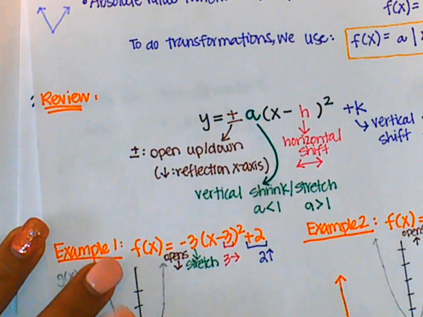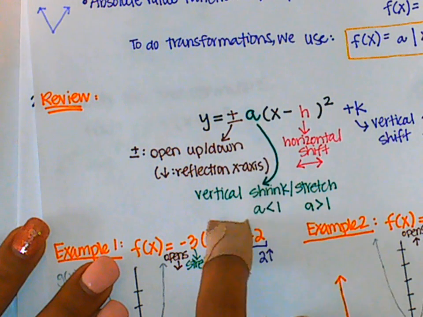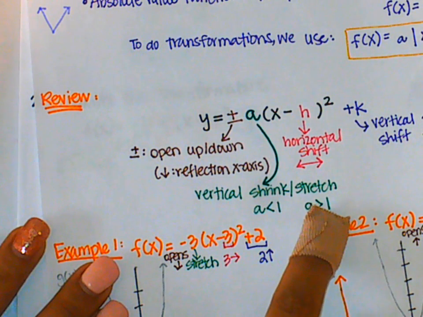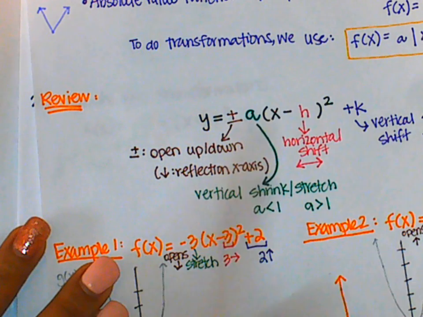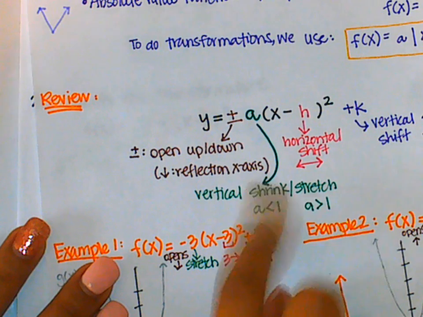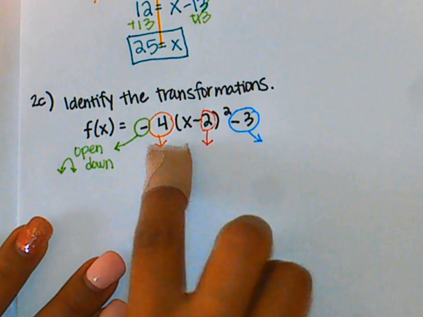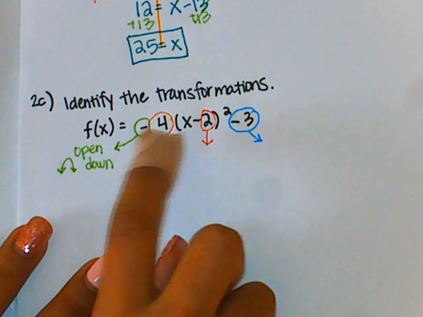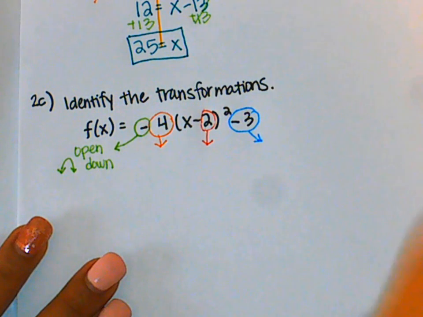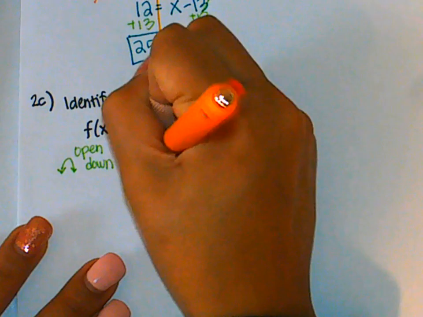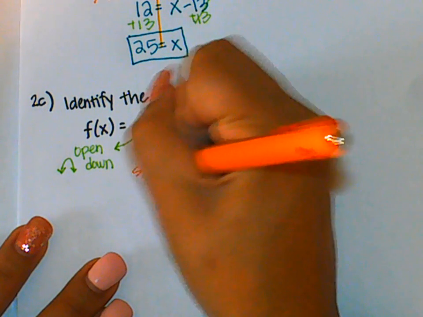Now the 4. So the 4 will tell us whether we have a vertical shrink or a stretch. If the number itself, just the A, not the sign in front of it, but just the A number, is less than 1, then we have a shrink. If it's greater than 1, we have a stretch. So here I am comparing this 4. Remember, it's not a negative 4. It is just a 4. Since 4 is greater than 1, we will have a stretch.